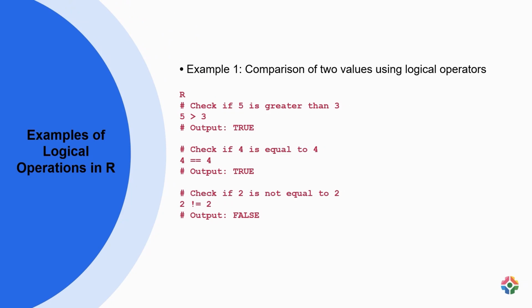In programming, logical operators are used to compare values. The greater than operator checks if the left operand is greater than the right operand. For example, 5 > 3 evaluates to true. The equality operator checks if two operands are equal. For instance, 4 == 4 results in true. Lastly, the not equals operator checks if the two operands are not equal. So, 2 != 2 yields false. These operations are commonly used in conditional statements to control program flow based on the comparison results.